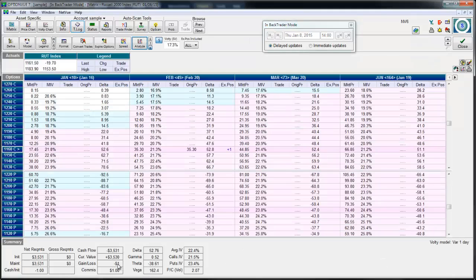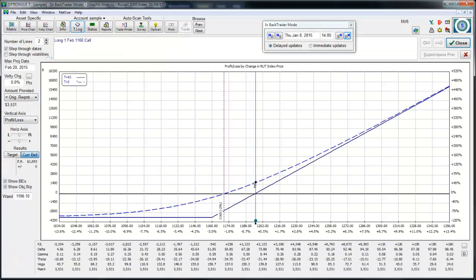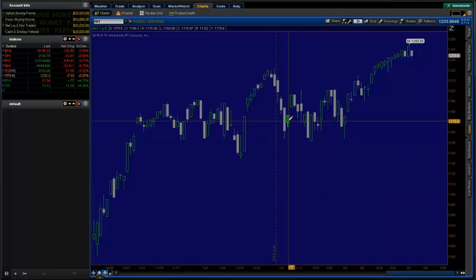I will close this and you'll see I went from being essentially flat, break even, to now I'm up $1,700 on a $3,500 investment. In 2 days, I made essentially 50%, all right, or 0.5 R. And you'll notice that it didn't really move all that much in relationship to what it can move.